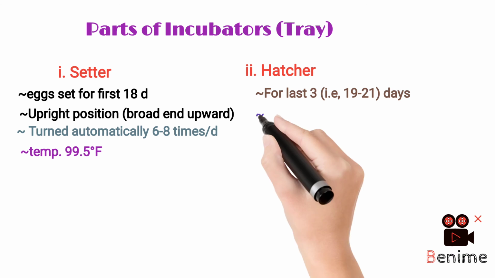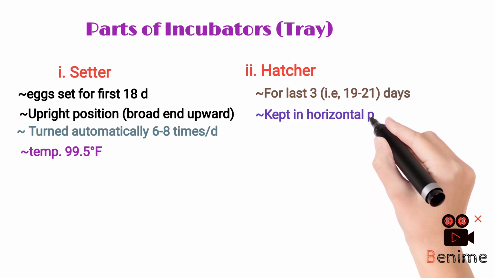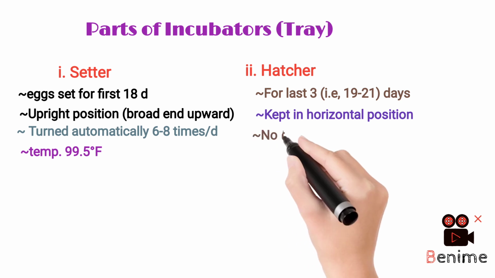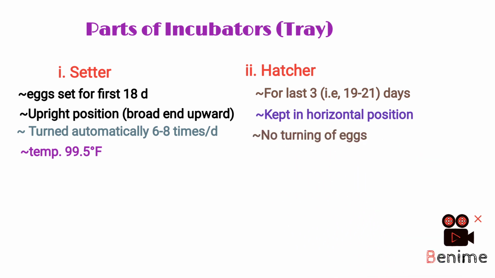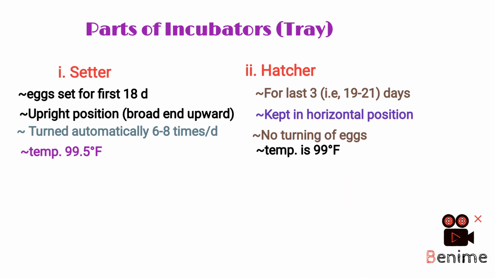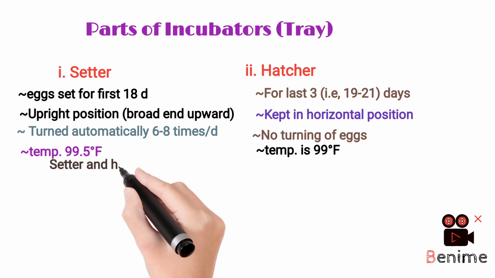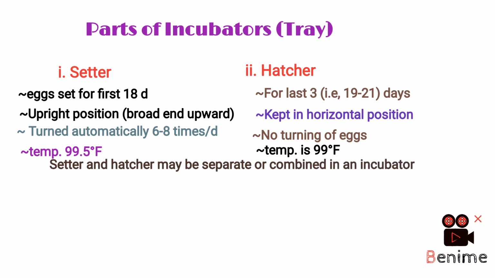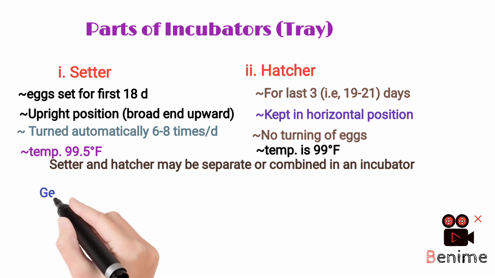While in the hatcher, eggs are kept for the last 3 days in a horizontal position. In hatchers, we do not turn the eggs. In the hatcher, temperature is reduced because there is also heat from the growth of embryos. The setter and hatcher may be separate or combined in an incubator.